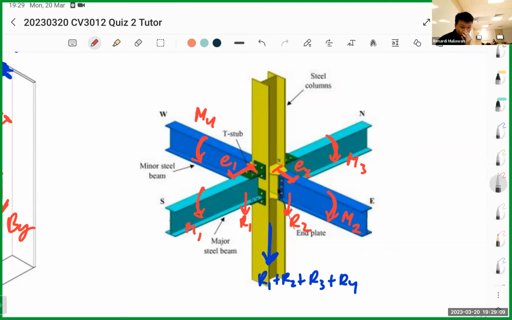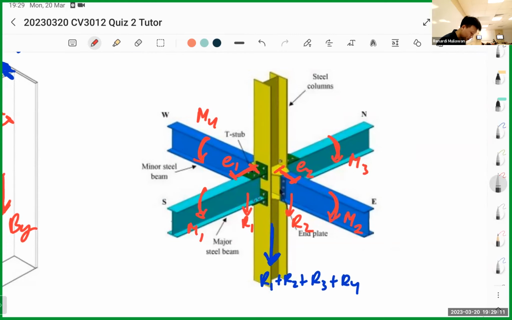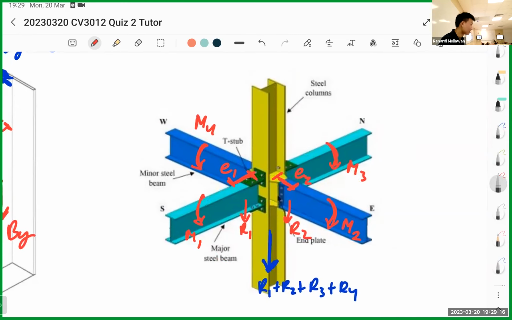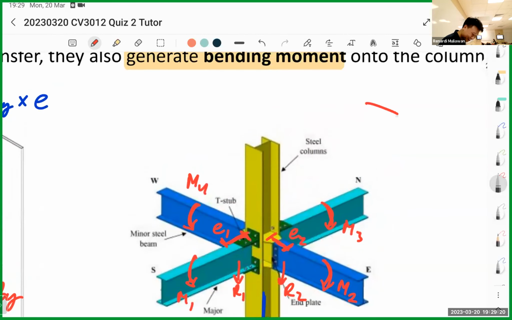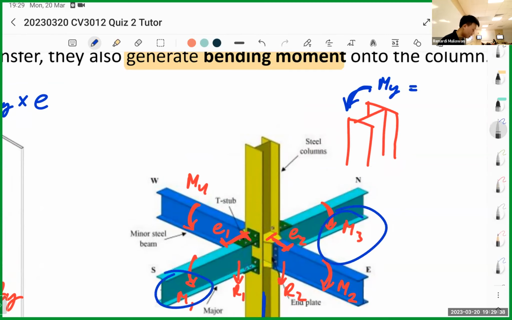Okay, so in this case, what's the total moment in the column? It's not 0. It depends on the moment. So let's say we have this column. In the end, we have a moment about this axis, My, which is the resultant of M3 and M1. So it's basically M1 minus M3.